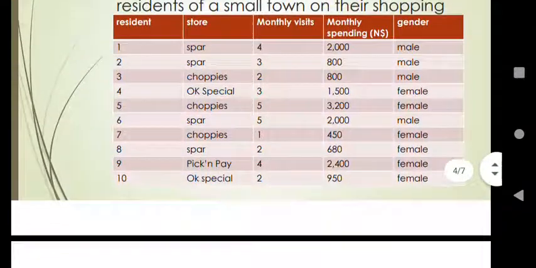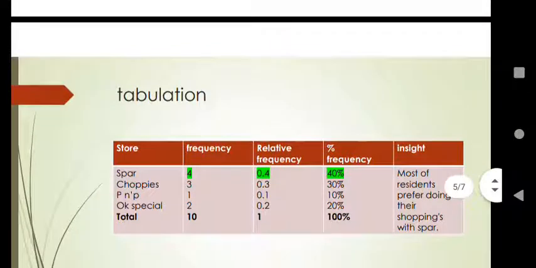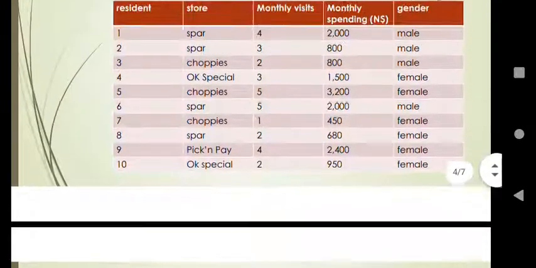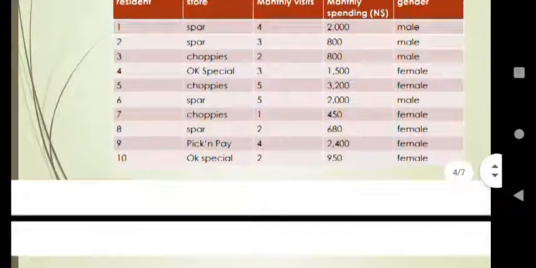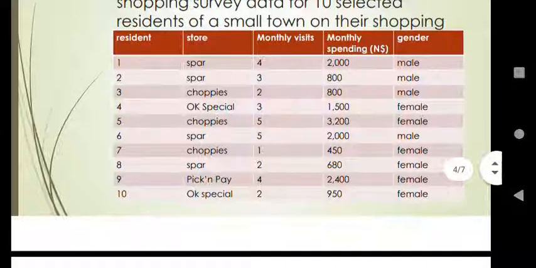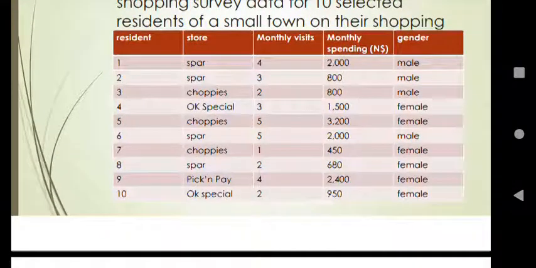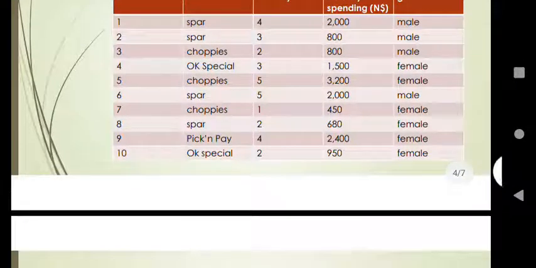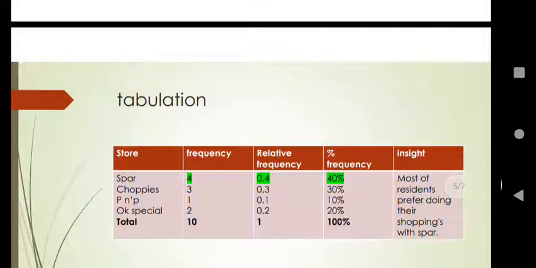So we are going to use the qualitative variable store, and we are going to look at the frequency of the store, as you can see there, where we have counted how many residents are shopping with Spar. They are 4. We count for Choppies, we count for Pick n Pay, and then we count for OK Special. Then we get a total of 10.